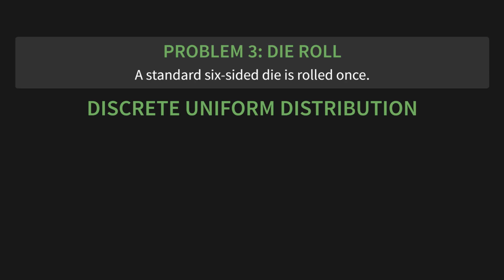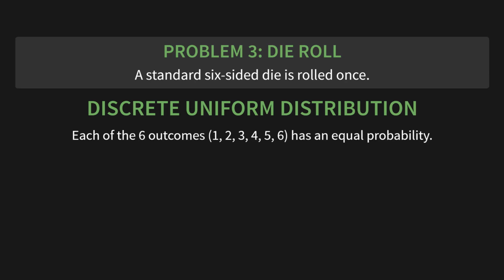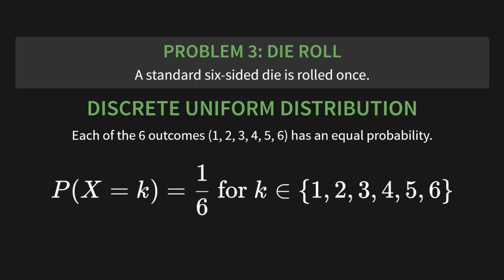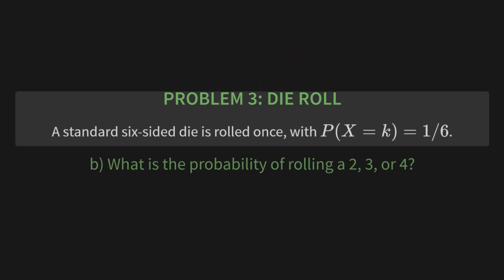This one's straightforward. Each of the 6 outcomes, 1, 2, 3, 4, 5, or 6, has an equal probability. So, p of x equals k is simply 1 divided by 6 for any of those numbers. Okay, part B. If the probability for any single number is 1/6, what is the probability of rolling a 2, a 3, or a 4?